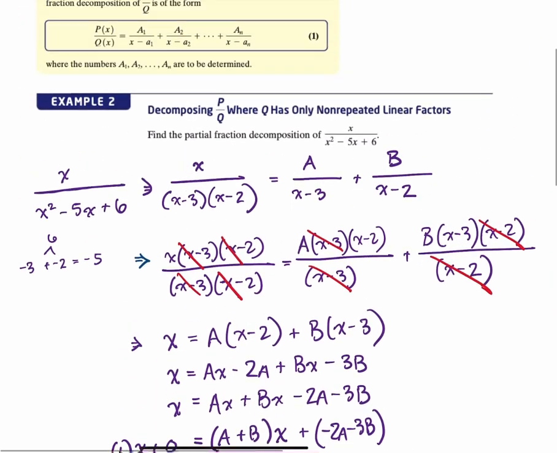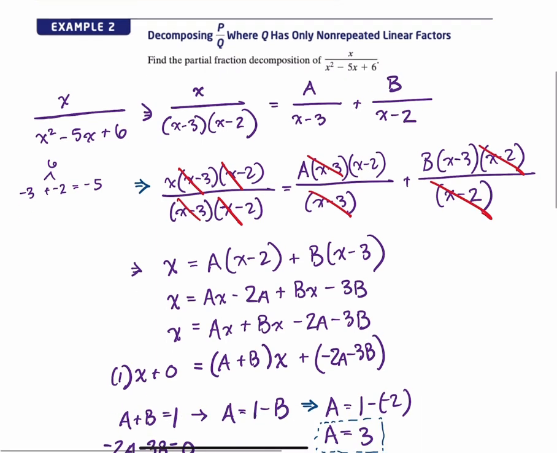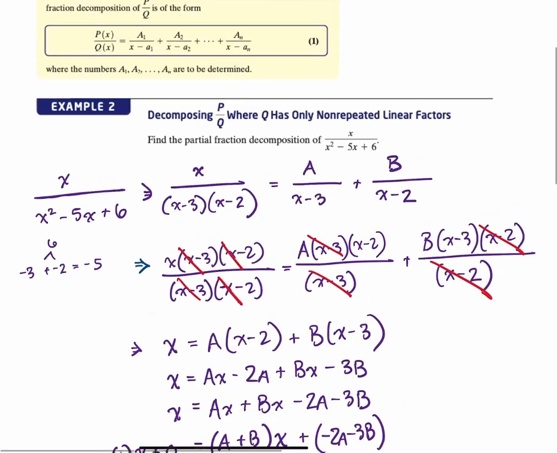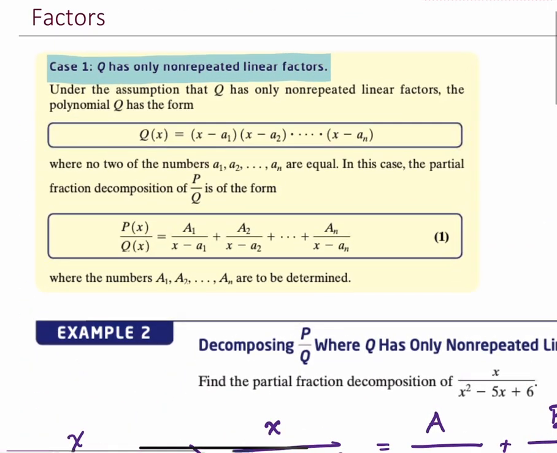So this was the example of having non-repeated linear factors. In that case, we just split it up into separate fractions where we just have some unknown in the numerator with each factor in the denominators. So this box gives us the general situation. So they're looking at p of x over q of x. That's just saying we have some polynomial in the top and the bottom of a fraction. And this is a case where q of x is some multiplication of linear factors. And they're just writing these general terms.